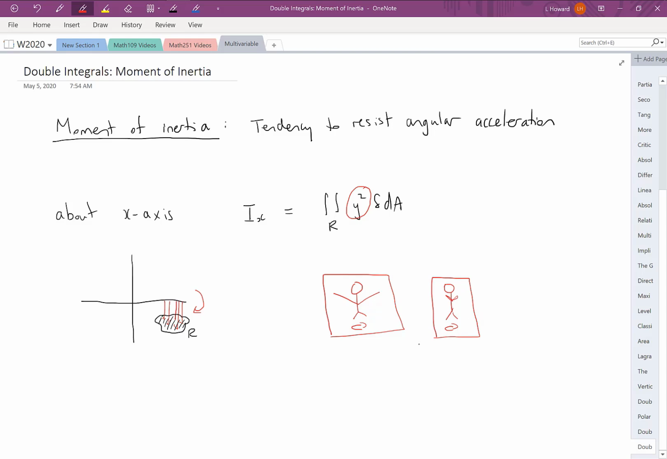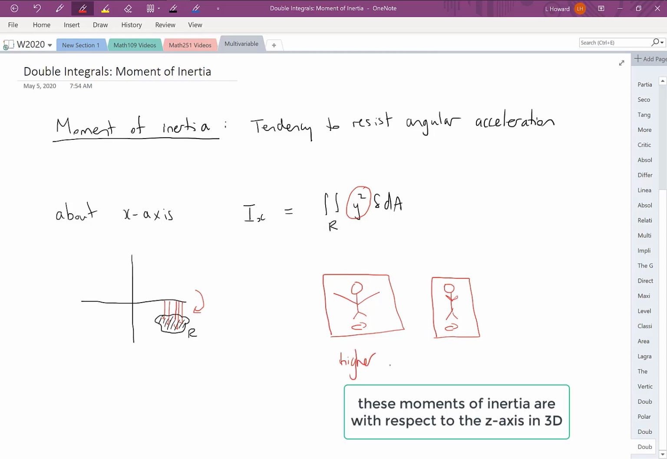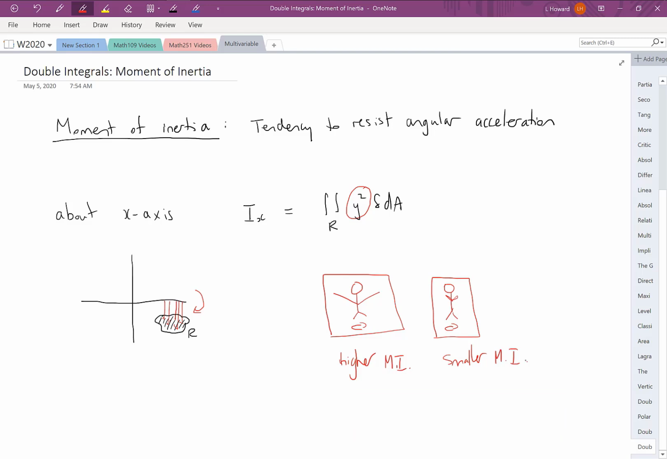So when we're talking about moment of inertia, or the tendency to resist angular acceleration, you have a higher moment of inertia in the situation with the outstretched arms, and you have a smaller moment of inertia in the situation with the arms wrapped in. Essentially that's what our double integral is trying to calculate. The units then are going to be kilograms times meters squared.